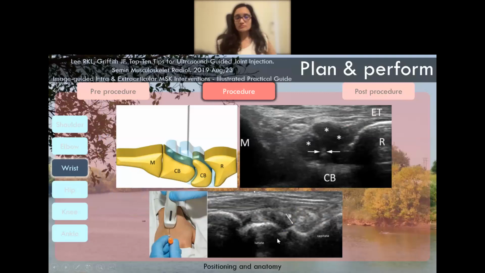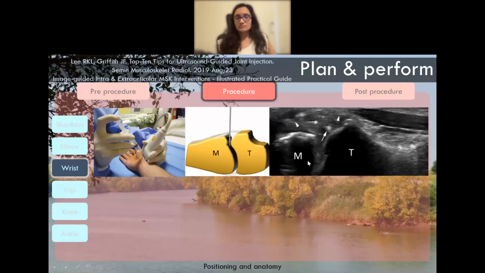And this is about the midcarpal joint. We can approach either through this lateral or in-plane approach, or through this out-of-plane approach, as we see here between the lunate and the capitate. We can see excellent synovial proliferation, from which a biopsy can even be done.